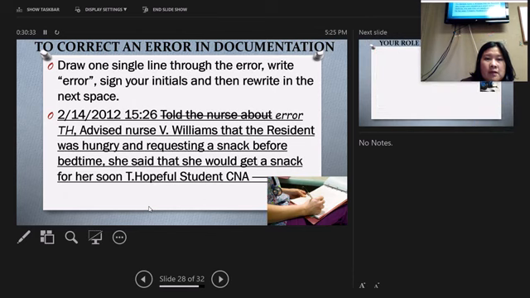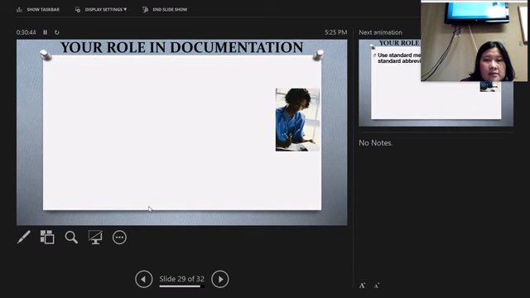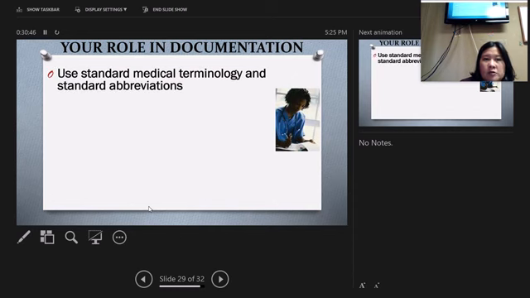So this is what it would look like if you have an error. Sometimes they want you to write the word error and put your initials, and then just keep on going on the rest of the lines. So don't scribble anything out so that it can't be read, so it looks like we're trying to cover something up. We're going to learn about our standard medical abbreviations, some standard medical terminology.